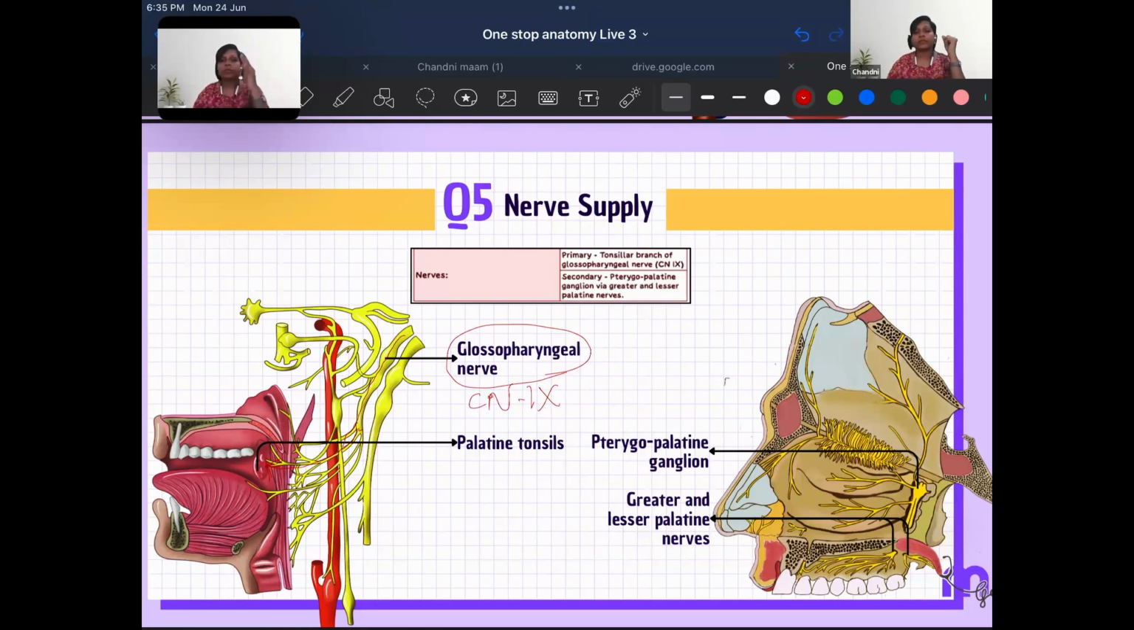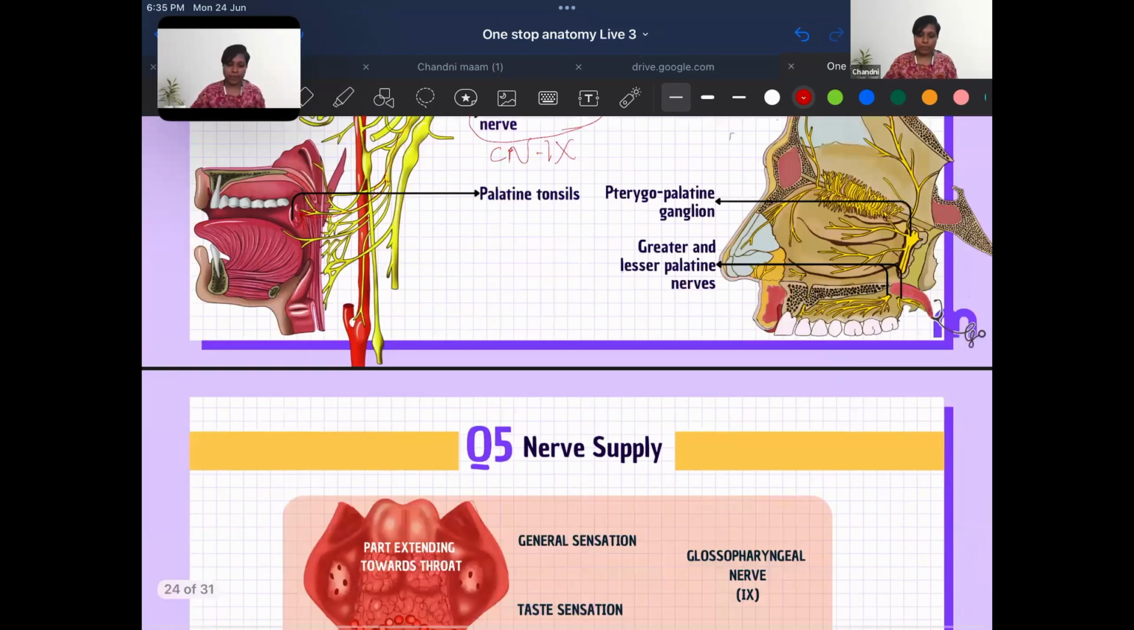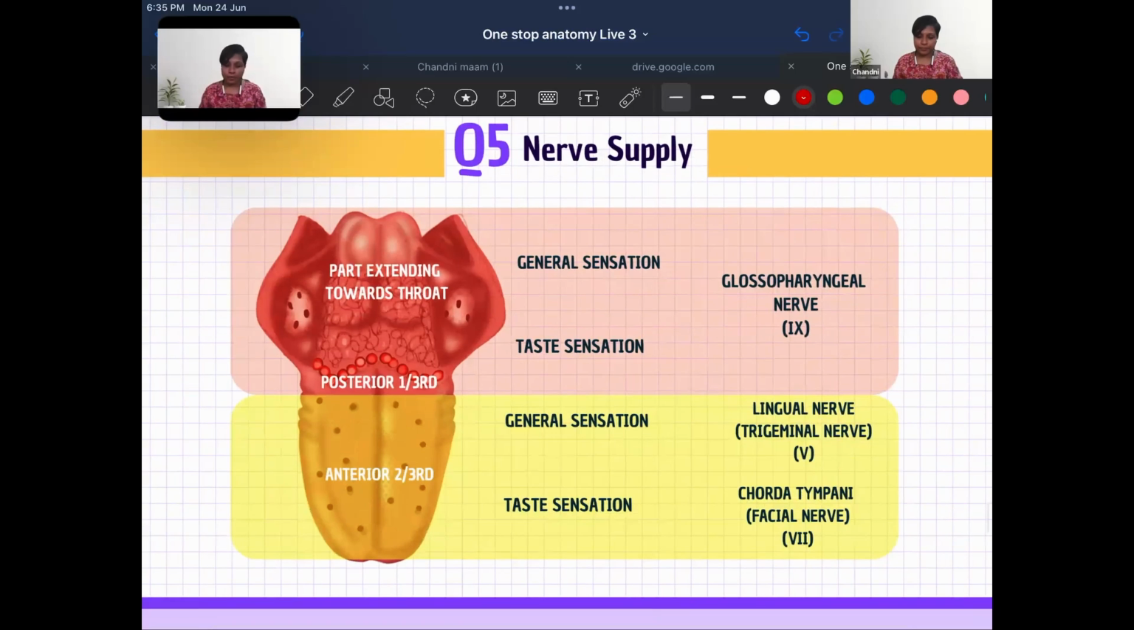What about the posterior 1/3? Sensory supply. That is right at the back. Glossopharyngeal is the right answer. Now if you look at this, this is a great image to draw, and this is very commonly asked in your exam anyway. First you draw the anterior 2/3 of the tongue, then you have the posterior 1/3 of the tongue, and then you have the part extending towards the root.